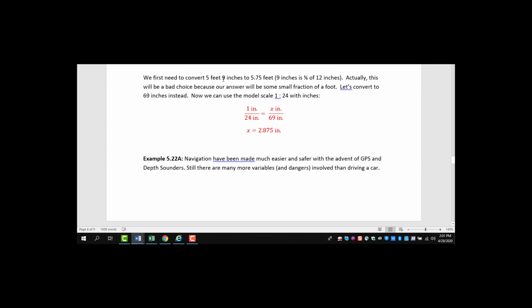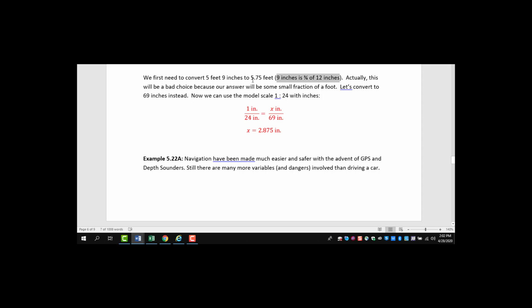So first we need to convert 5 feet 9 inches to 5.75 feet. 9 inches is 3/4 of 12 inches. You could do that with the proportion, you could do that with dimensional analysis. You know the relationship between inches and feet, so you should be able to do that. Actually, this was a bad choice because the answer will be some small fraction of a foot. So maybe we should just take 5.75 feet and convert it to inches instead.